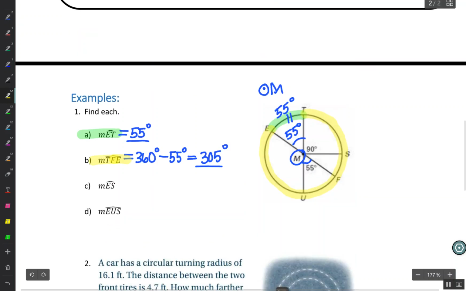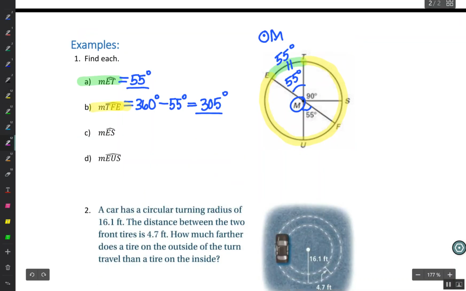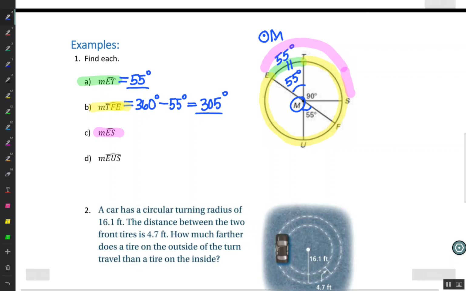Let's do ES. Where is ES? So from E to S. Now, if you're worried about which way do I go, it only has 2 letters, which tells you we're going this way, not the other way. If it was 3 letters, we would go the larger way. All right, so from E to S, I can use the arc addition postulate to add 55 plus 90, which is 145 degrees.